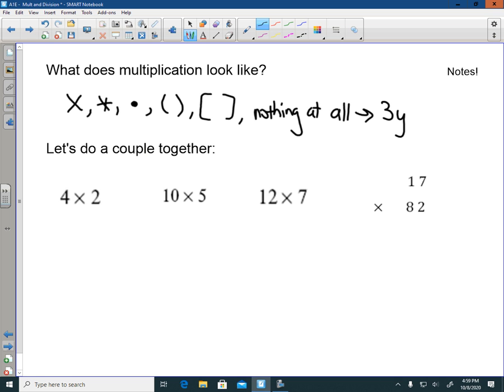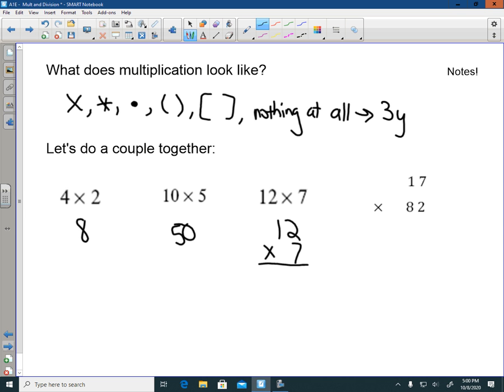All right, so we can do a couple together. I mean, this is not going to be too terrible. 4 times 2, you know that's 8. 10 times 5, you know that's 50. 12 times 7, well, that gets a little bit trickier, but it's still not too bad. When we know things are simple, like 4 times 2 and 10 times 5, we can do those quickly in our heads. Go ahead and do that. But when things get slightly trickier, like 12 times 7, it might be worth remembering to stack them.